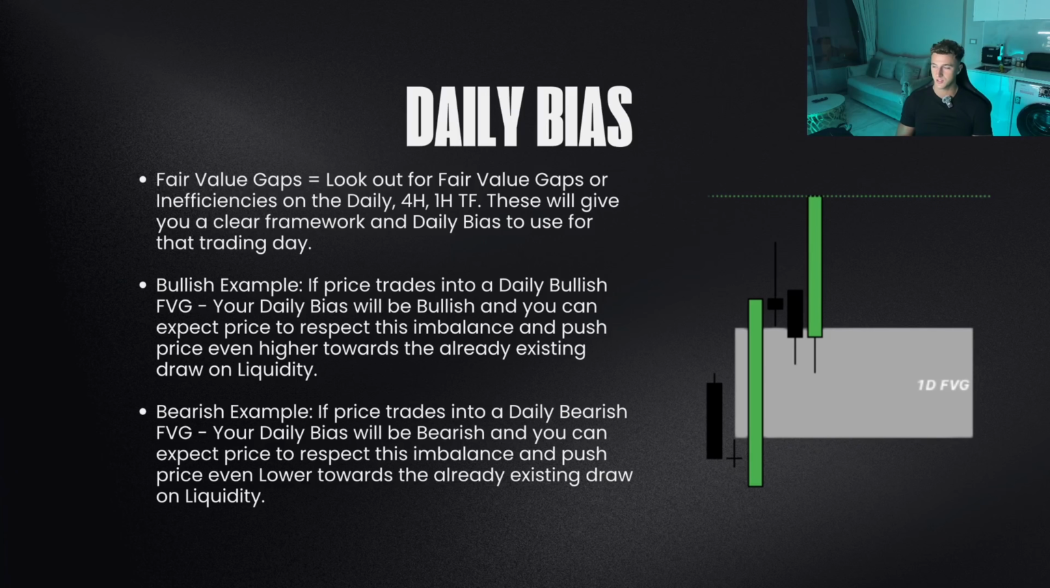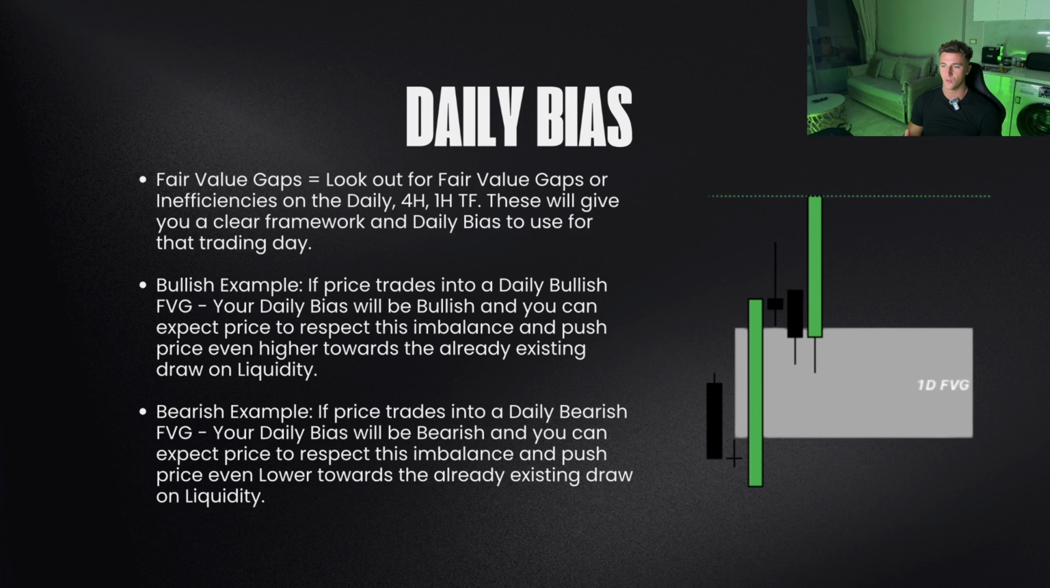So a bullish example, as you can see, I've drawn one out here. If price trades into a daily bullish fair value gap, your daily bias is gonna be bullish, okay? You can expect price to push higher and respect that imbalance. So once price taps into that daily fair value gap, the next draw on liquidity is going to be that daily swing high resting just above, which you can see got taken in the example.